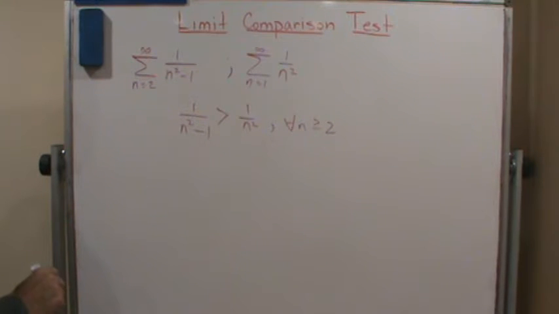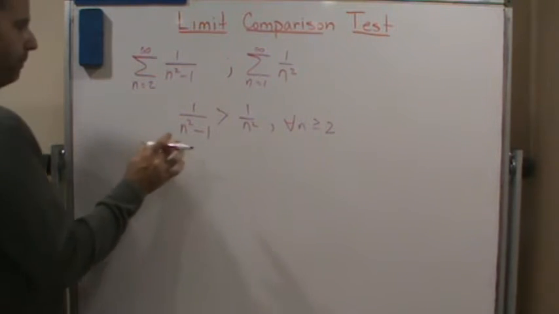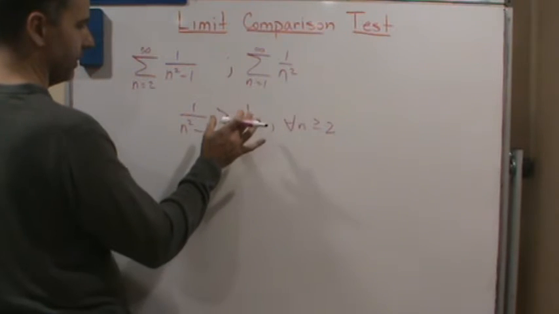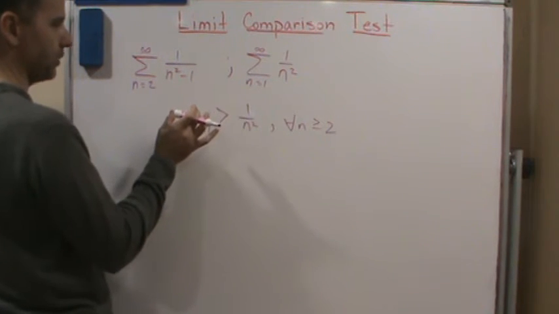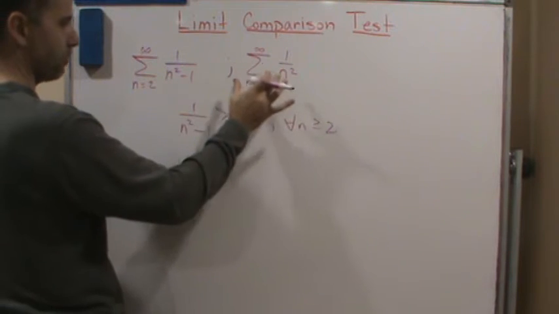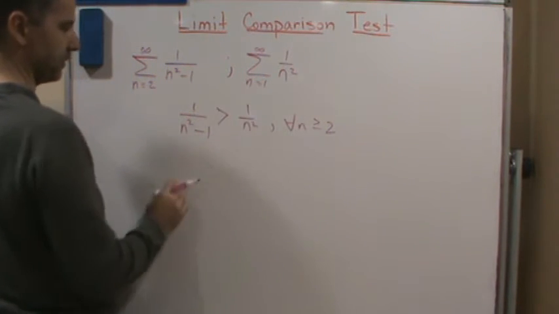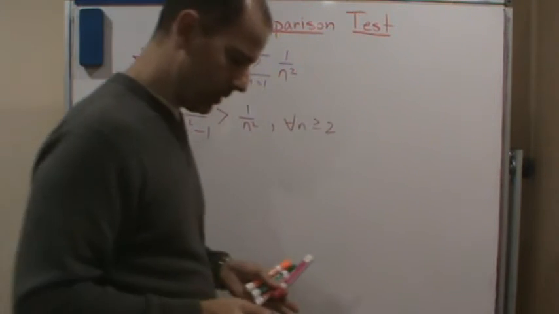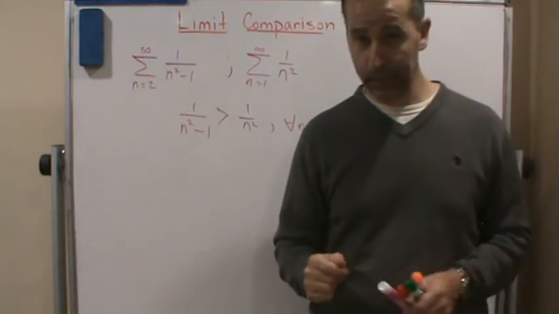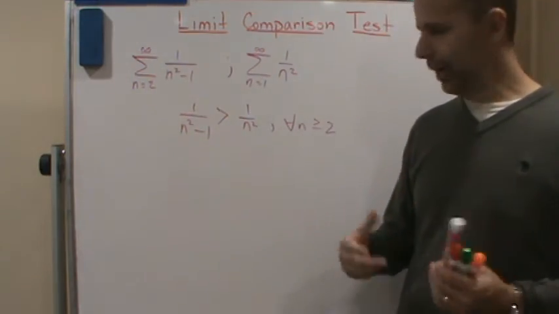But in order to use the convergence, if this is convergent, we want to make sure that this is smaller than this, but that's not the case. So since it doesn't meet the conditions, we can't use the comparison test. But what we can use is the limit comparison test. So how would that work?